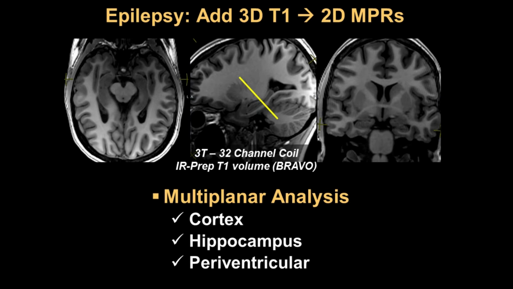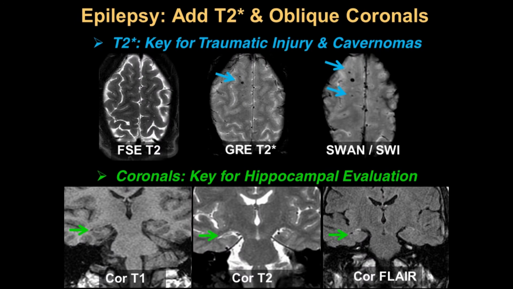We want excellent visualization of the cortical anatomy. So this means typically something like 1 millimeter slice thickness in a volume so that we can get these sorts of images. And we'll scroll through that looking at the cortex, the hippocampus, and the periventricular regions, each individually very carefully to pick out even the smallest possible lesion. So the T1 volume is key, often done with inversion recovery techniques.